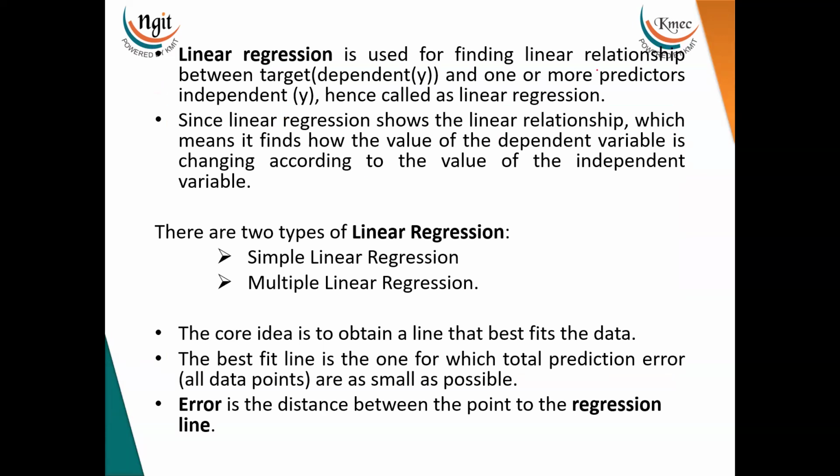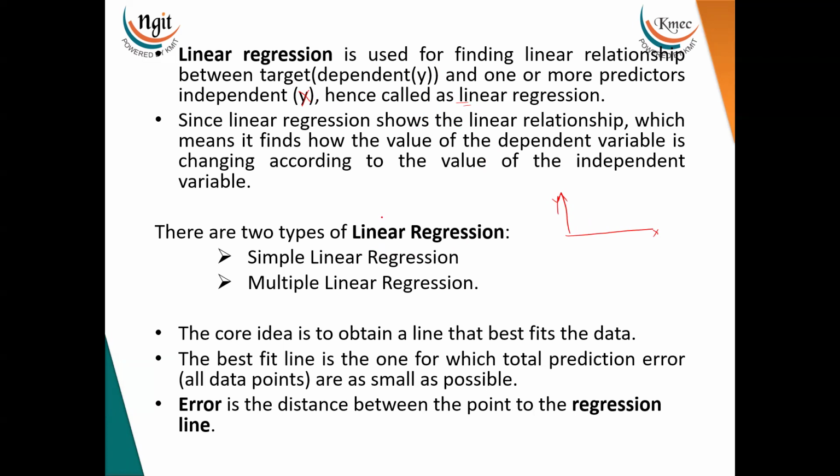Linear regression is used for finding a linear relationship between the target and one or more predictors, that is independent variables x, hence called linear regression. Since linear regression shows the linear relationship, it finds how the value of the dependent variable changes with the value of the independent variable.